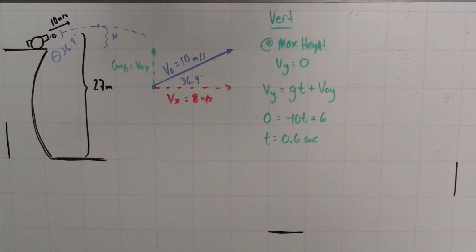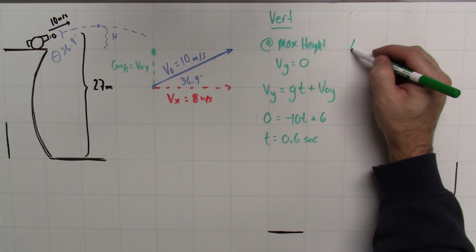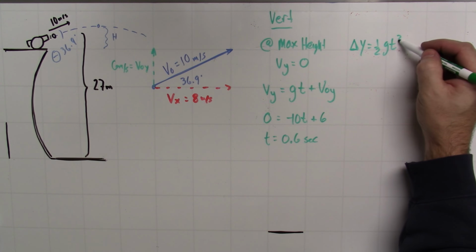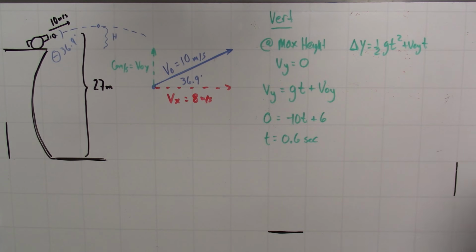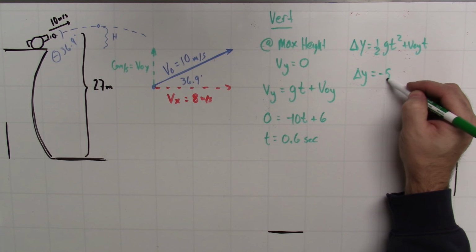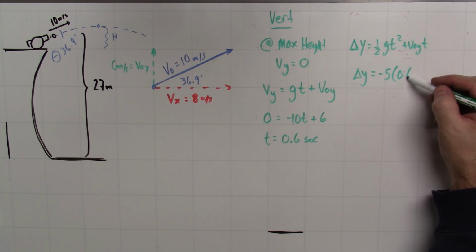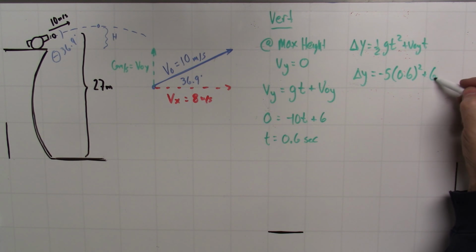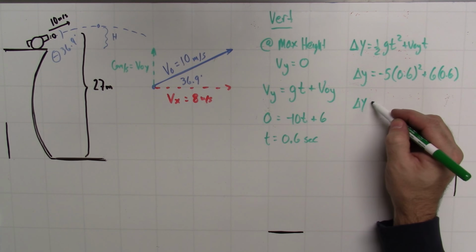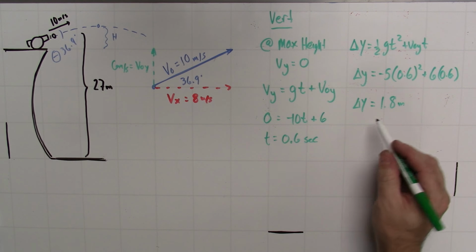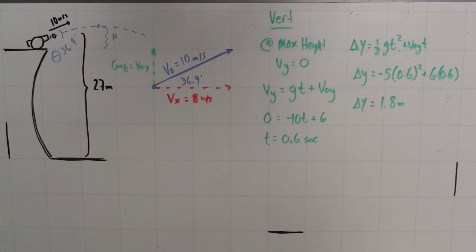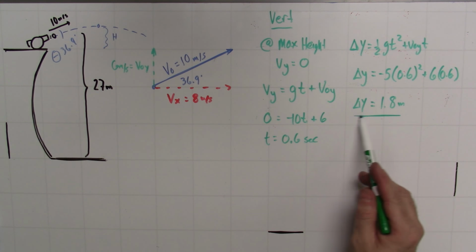Now, that gives me the time. Can we figure out the height? Sure. I'm just looking for the change in the position. It's equal to 1/2 gt squared plus v0y t. So the change in the position is negative 5 times 0.6 squared plus 6 times 0.6. Do a little math on that one, and it turns out to be 1.8 meters. Now that's the change in position between the initial height and how high it gets, so 1.8 meters is your answer on that one.